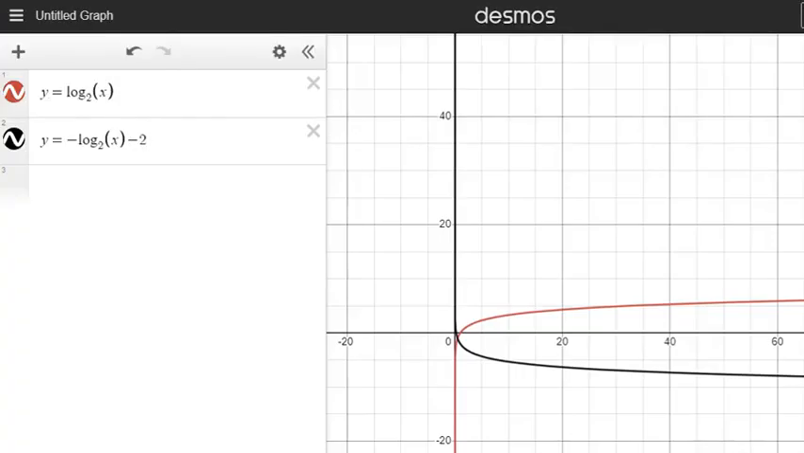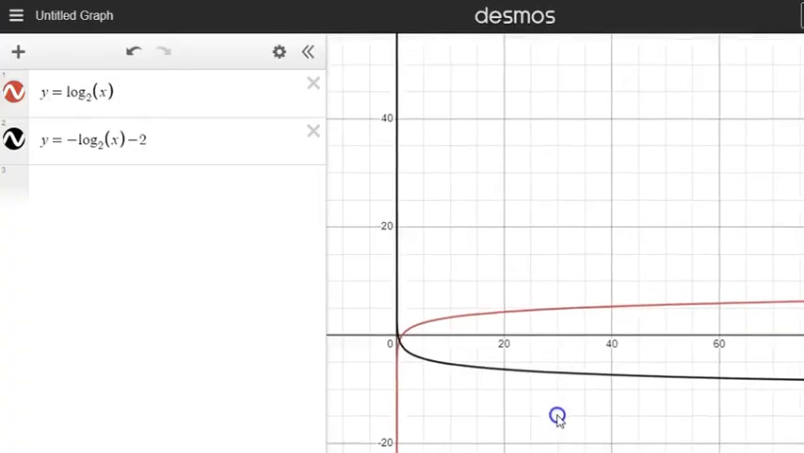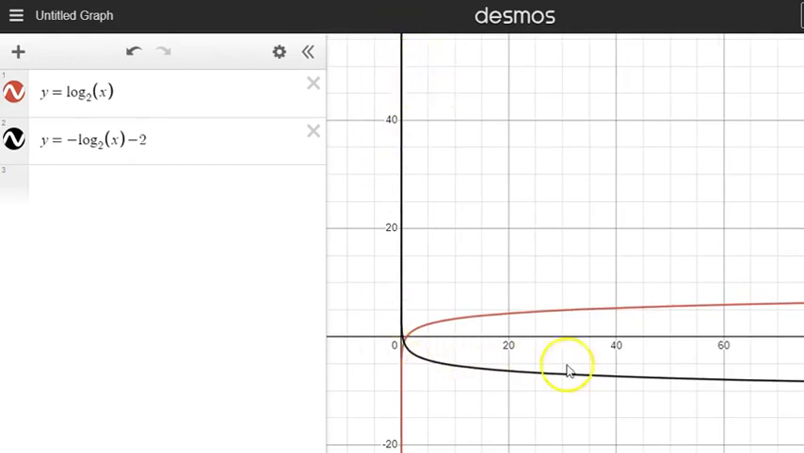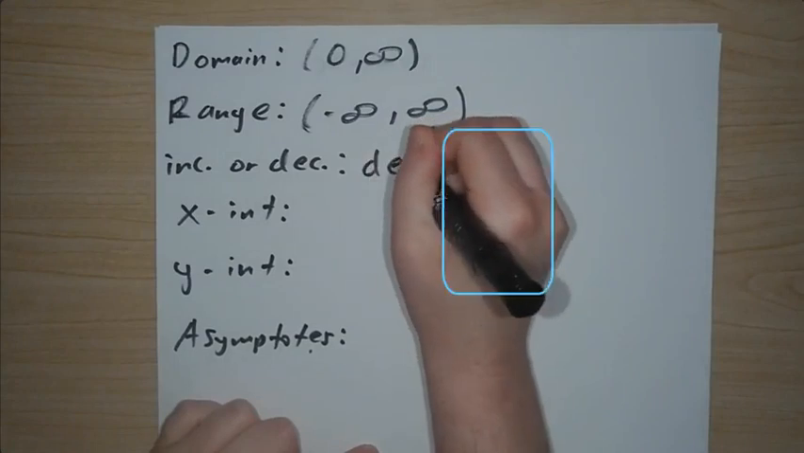We'll look at whether it's increasing or decreasing. We can see that our function in black is steadily getting more and more negative from left to right, so it is decreasing.